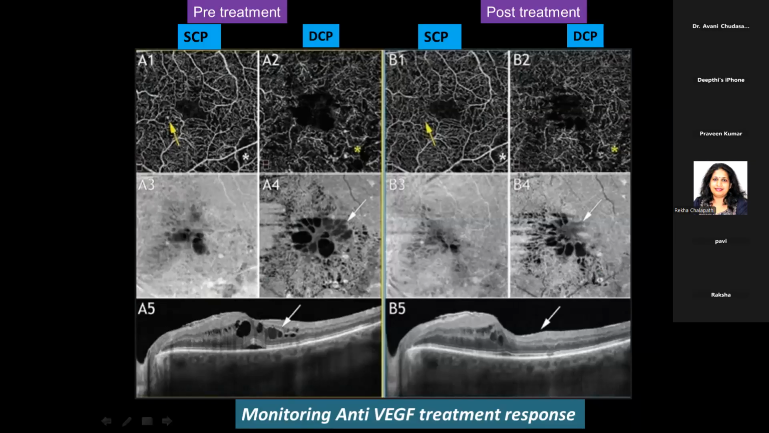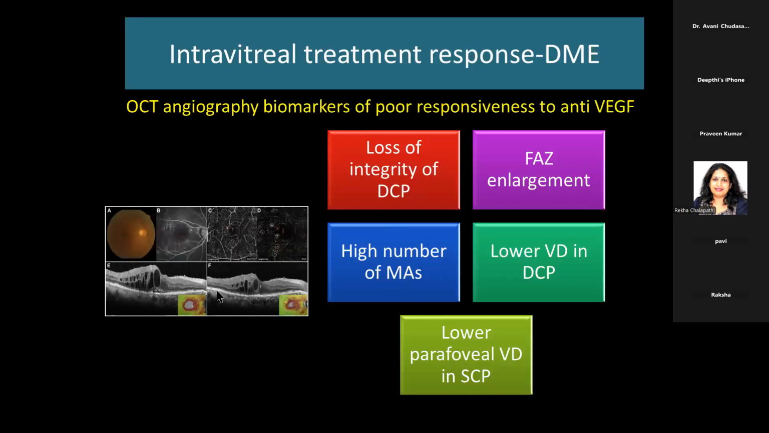Suppose a patient comes who is an anti-VEGF non-responder. Suppose there is a patient with a DME, there is no optimal response or a reduced response to anti-VEGF. What could be the causes, or which are the cases which show a suboptimal response?